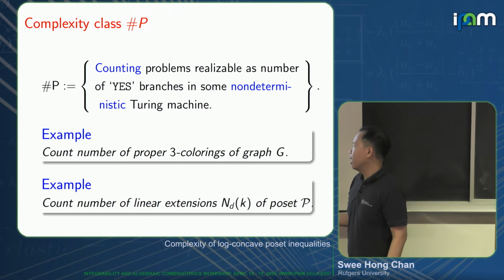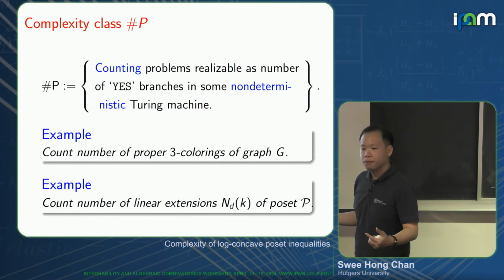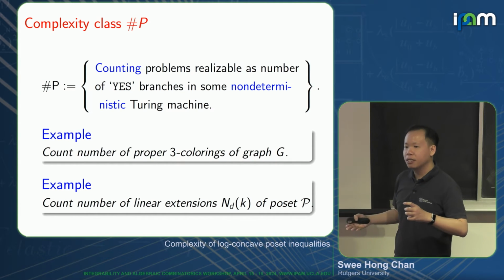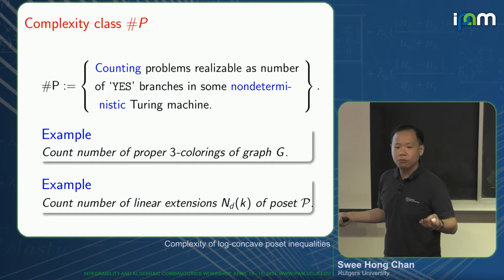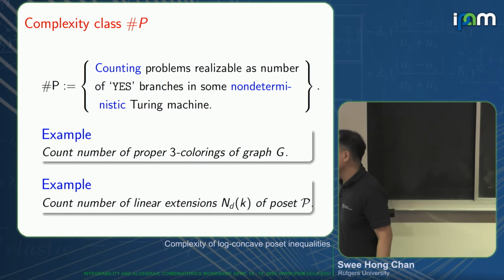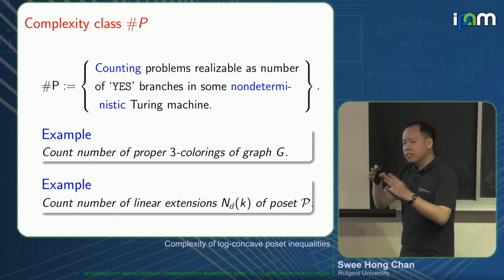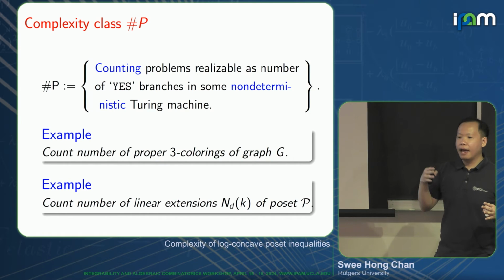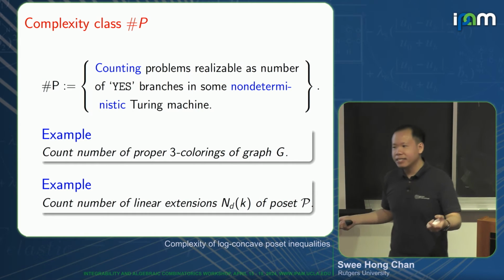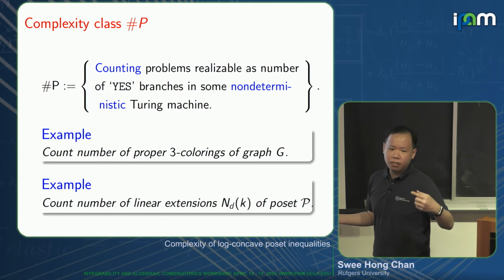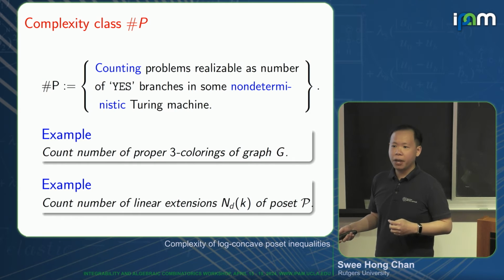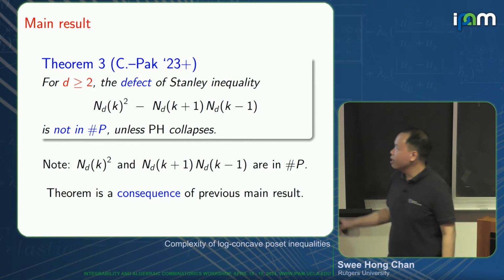For example, let us talk about the number of proper colorings of a graph. The branches of the Turing machine correspond to an arbitrary coloring, and the yes one will be the proper one, where every edge has different colored endpoints. Another example is the number of linear extensions. The branches of the Turing machine all correspond to an arbitrary total ordering, or arbitrary permutation of the elements of the poset. You reply yes if and only if this arbitrary total ordering is consistent with the given partial order.